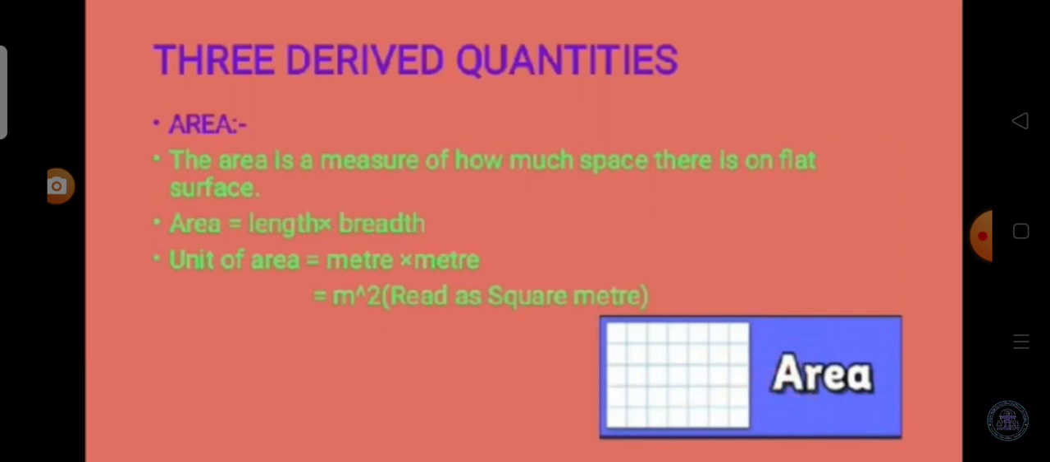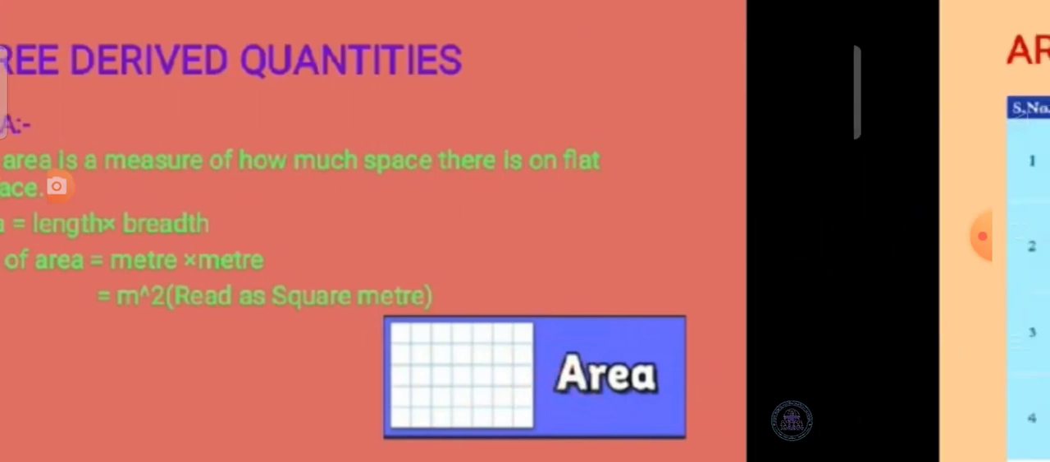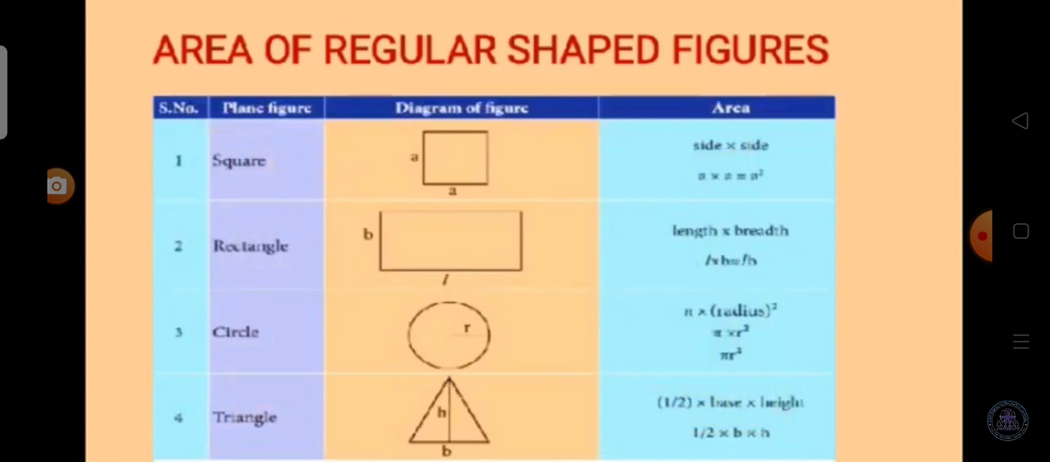First one is the area. The area is a measure of how much space there is on flat surface. Area is equal to length into breadth. The SI unit of area is equal to meter into meter, that is expressed as meter square. Now we see about the area of regular shape figures.